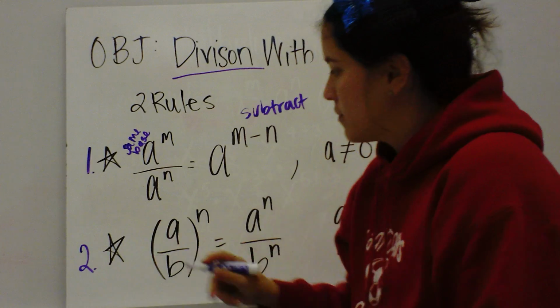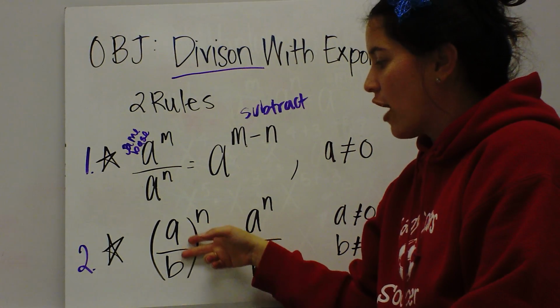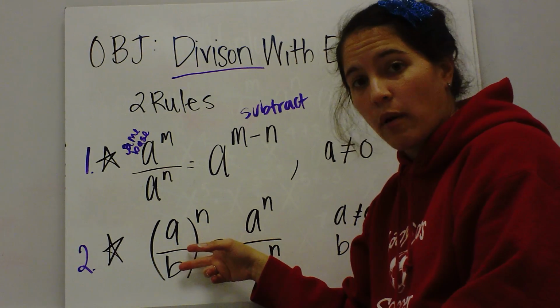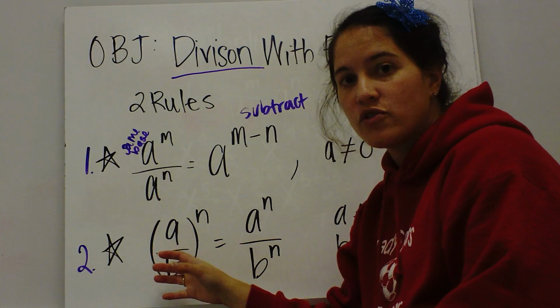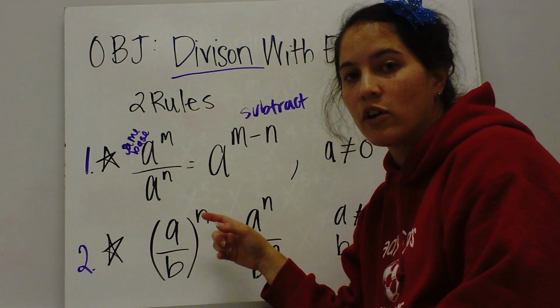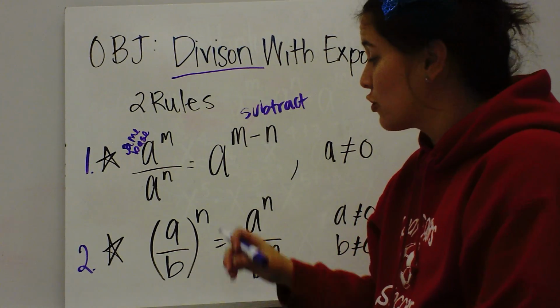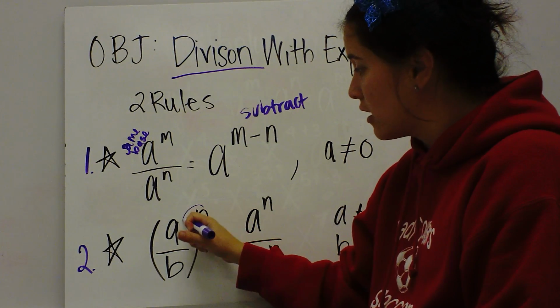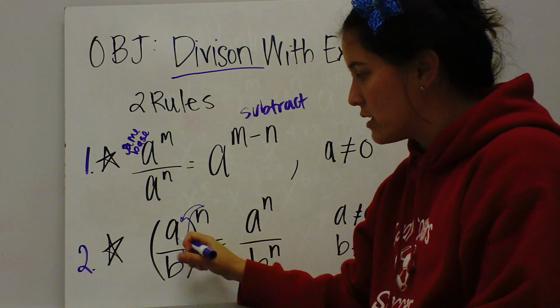Rule number 2. You have a fraction. You will say you have a quotient. You have a division problem, all of that raised to a power. So you have a quotient in a parentheses raised to a power. Sort of like the distributive property, but not really. But you're going to end up distributing your power to the top and to the bottom quantity.